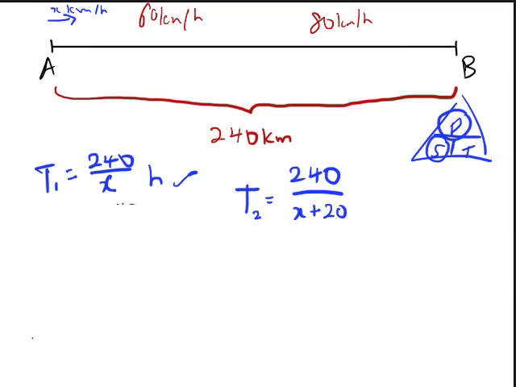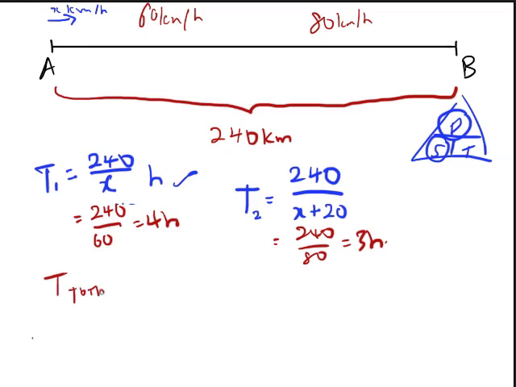Remember, x equals 60. From here, t1 is equal to 240 divided by 60, which equals 4 hours. t2 equals 240 divided by 80, which equals 3 hours. Therefore, the total time taken to and fro is 7 hours. T total is equal to 4 plus 3 equals 7 hours.